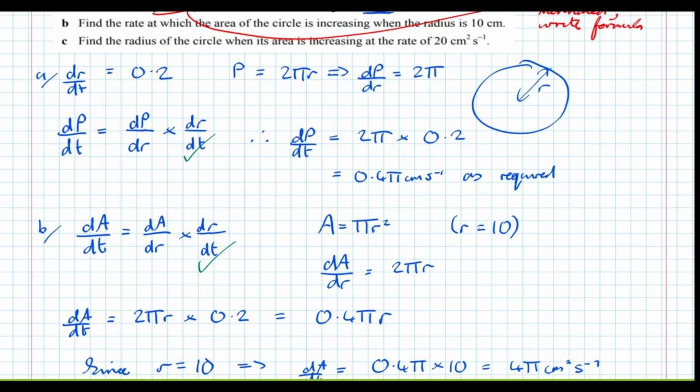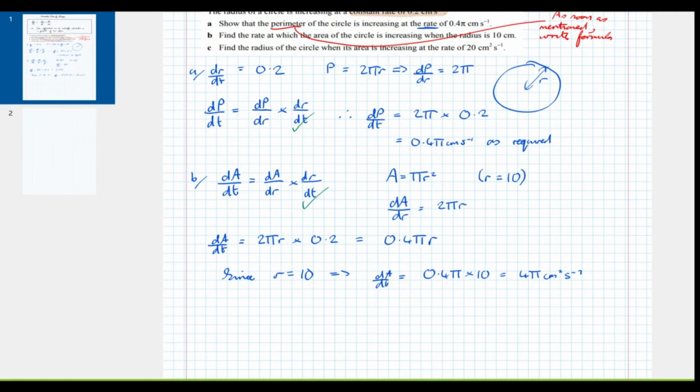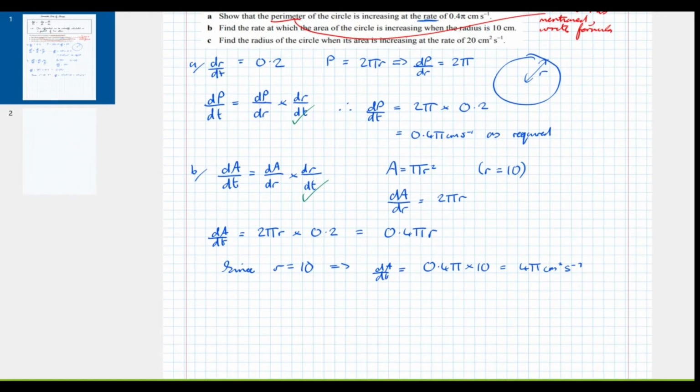Then part C, find the radius of the circle when the area is increasing at a rate of 20 centimeters per second. We can use our differential from part A. It's told us that the rate of change of area equals 20 centimeters squared per second. We have a formula for the rate of change here.